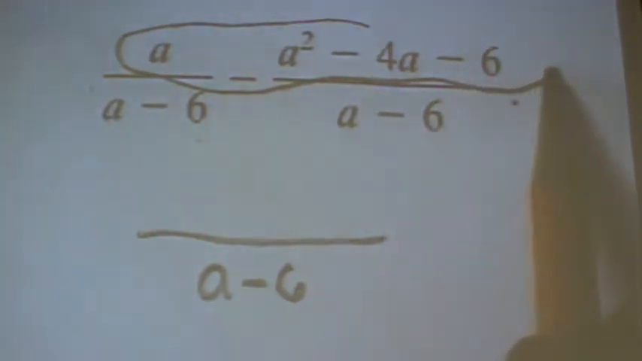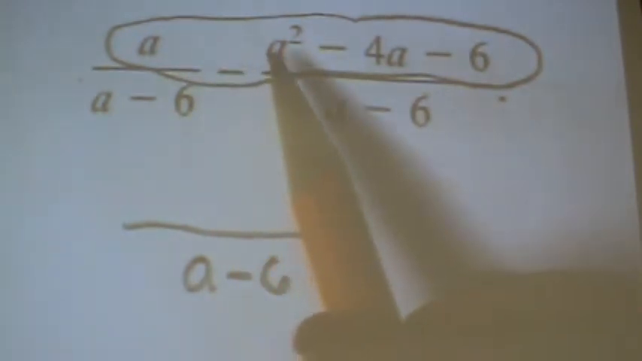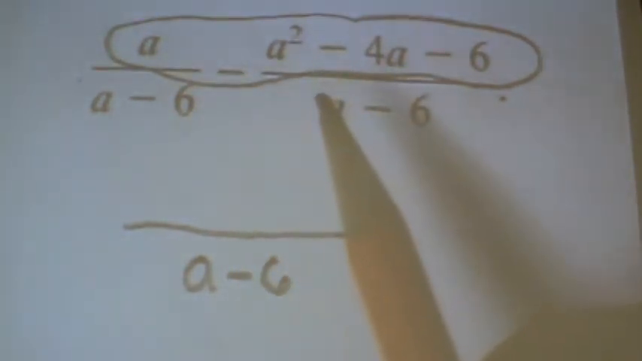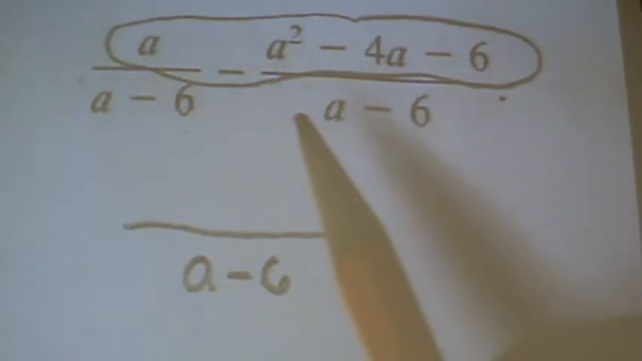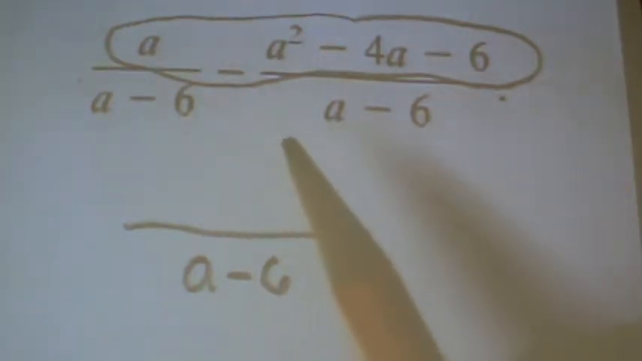I'm going to circle this numerator. What do you think the numerator is going to be? Anyone? A minus 10? Nope. A squared minus 4a minus... A squared minus 3a... 3a minus 6? Nope. Plus 5a? Minus 5a? Oh yeah, because there's a negative.